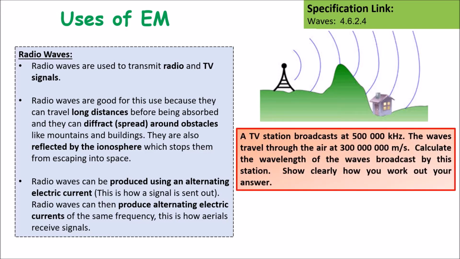So a TV station broadcasts at 500,000 kilohertz. The waves travel through the air at 300 million meters per second. Calculate the wavelength of the waves. If we were working that out, it would be 0.6 meters.